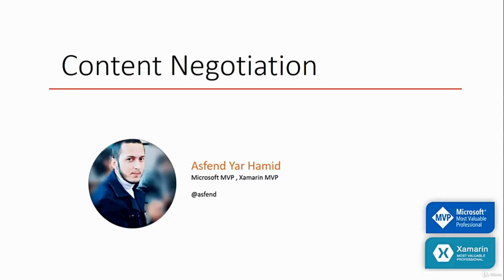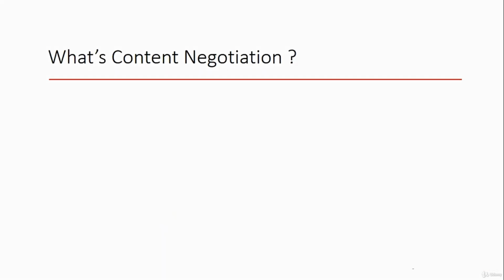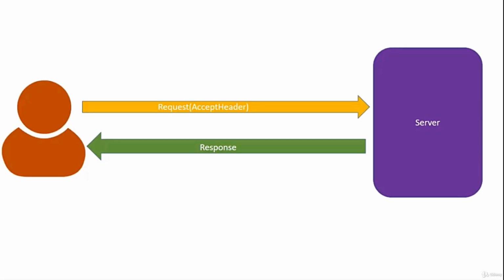In this video, we will see the Web API content negotiation with an example. So let's start. Now the question is, what is content negotiation in Web APIs? One of the standards of RESTful APIs is that the client should be able to decide the format of response from the server. For example, if the client wants the response in XML or in JSON or so on.